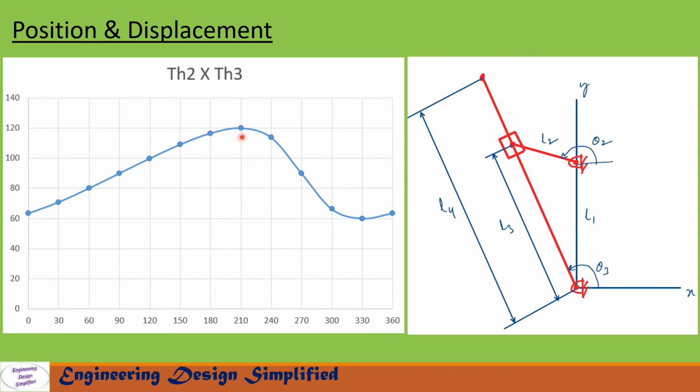So after that, as the crank rotates further beyond 210 degrees, theta 3 is going to fall down very quickly, and then at 330 degrees it is going to be 60 degrees, and at 360 again it is going to be 63.43 degrees.